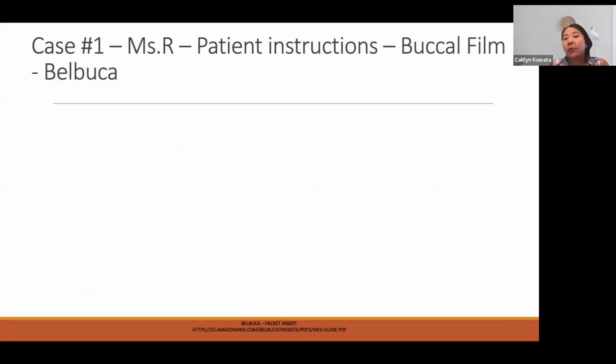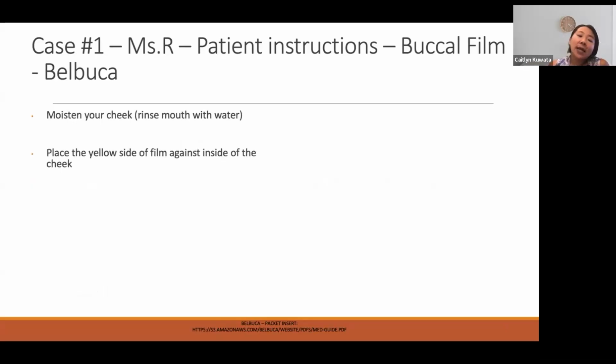So what if we ended up doing Belbuca instead of Butrans? Maybe she's worried about skin irritation and she wants to try something that's in her mouth. This is a buccal version. It's important to tell them to moisten their cheeks beforehand to help it stick and absorb. I usually tell patients to drink a cup of water before, or rinse your mouth with water so it's nice and moist before you start. You want to place the yellow side of the film against the inside of the cheek, and colors can potentially help because if they put the wrong side down, it's not going to absorb.